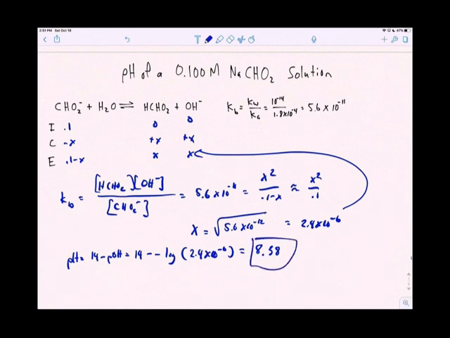Okay, so recap for this one. You, the student, have to know the hydrolysis expression. You have to know what happens when an anion like the formate anion reacts with water. And you also have to know that the Ka times the Kb equals the Kw. You might be able to find the Kb of sodium formate if you do a Google search, but if you look in your textbook, you're not going to find it, because this is probably a fairly common problem.